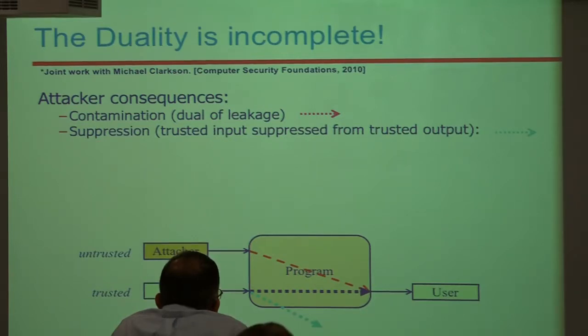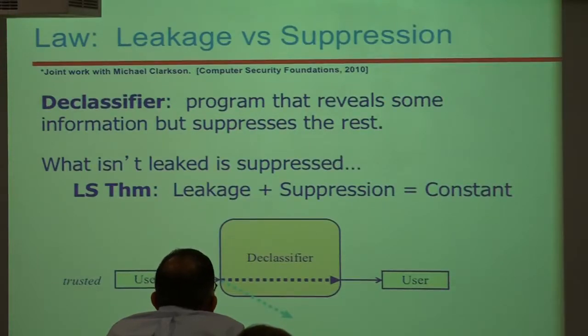So there's this other phenomenon that once you start worrying about measurement, you have two quantities. One is the suppression and the other is the contamination. So here's another example where we looked at a higher fidelity model, and it changed the laws. In particular, the new law is this thing called the LS theorem, which says the amount of leakage plus the amount of suppression is always a constant. Okay? So you can increase the leakage or you can increase the suppression, but you can't increase both.